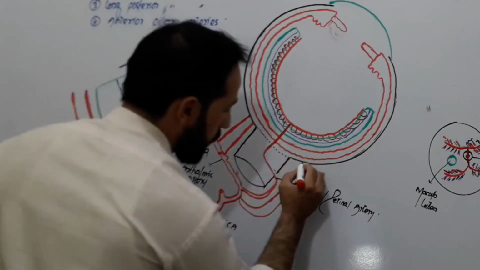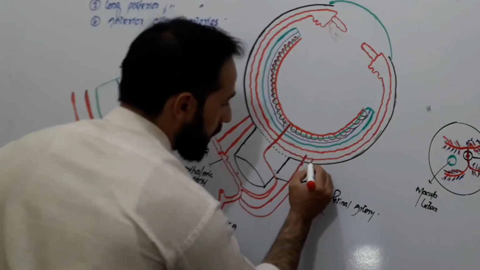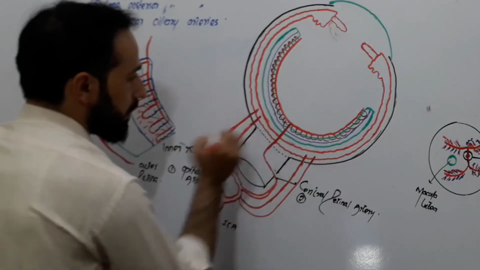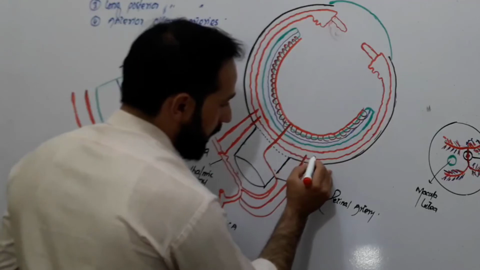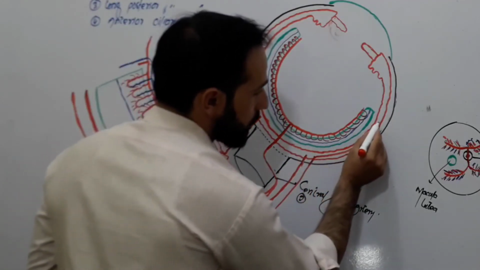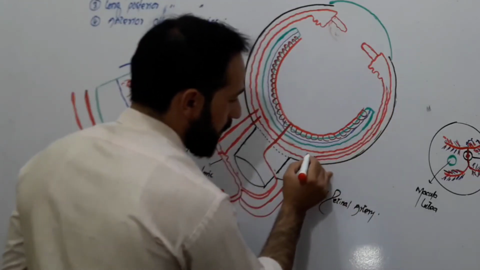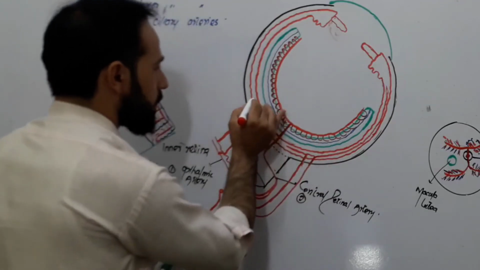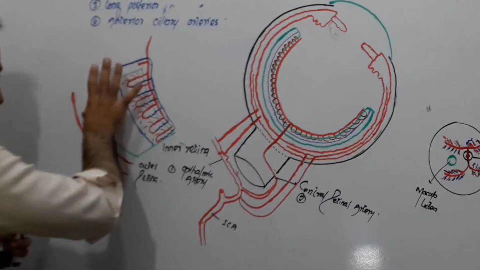Now what do they do? Look carefully. They will enter into the choroidal layer, right? This is your choroidal layer. Whenever they enter your choroidal layer, they will move forward like this. So we say that they are short posterior ciliary arteries. Many branches, so 15 to 20 branches are there. So what do they do? Look carefully. Let's come here.